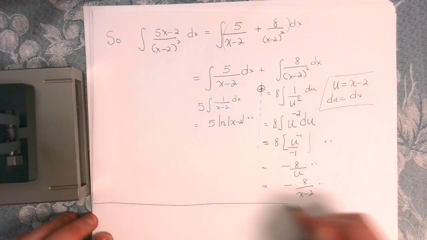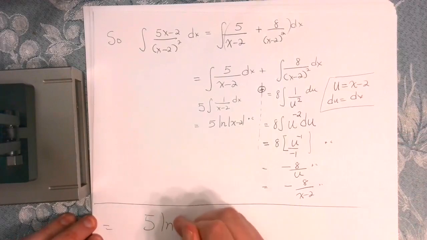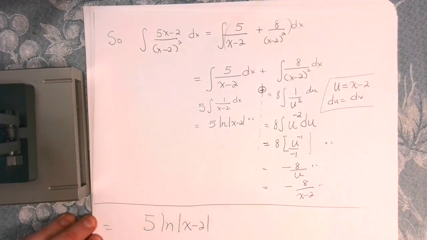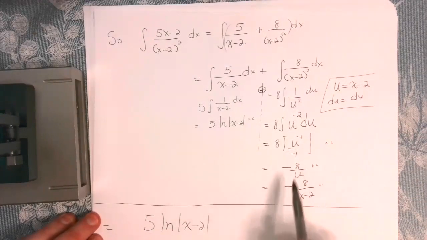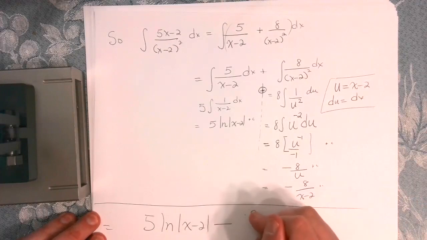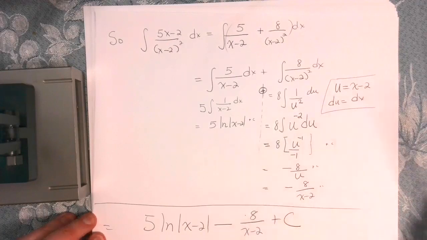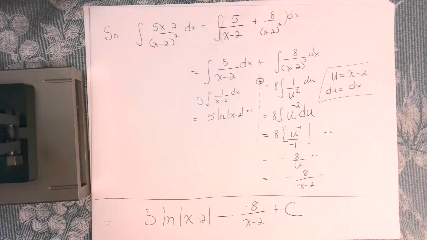And then we'll combine the two answers together. So we get 5 times the natural log of x minus 2. That turned out to be minus when we integrated, minus, looks like 8 over x minus 2 plus c. And that was case 2. What happens if we have linear repeating factors?